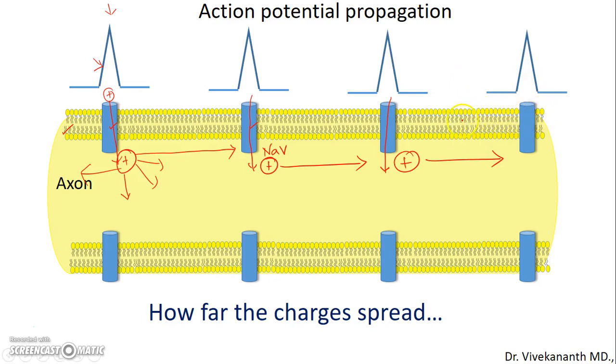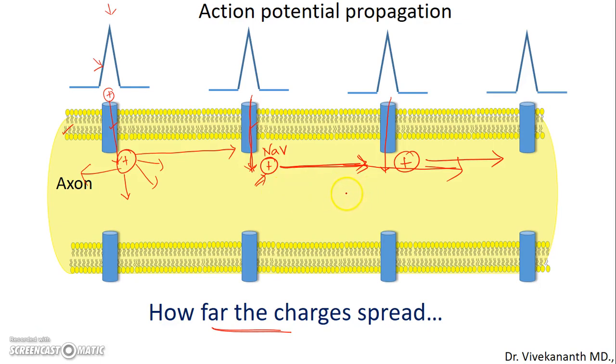But what is the most important factor which decides the speed of this action potential propagation? That is how far the charges spread. Once charges enter inside the axon during depolarization, they have to spread as far as possible to open more and more voltage gated sodium channels in the distant side. So this is basically going to determine the speed at which the action potential is propagated in the axon.